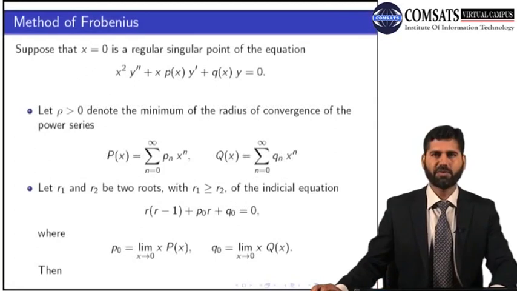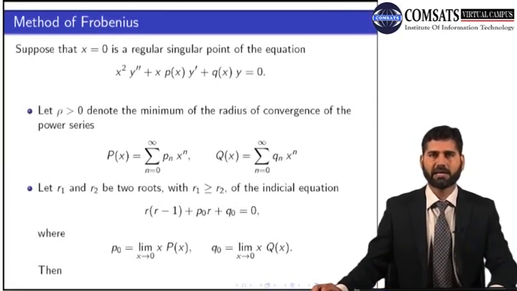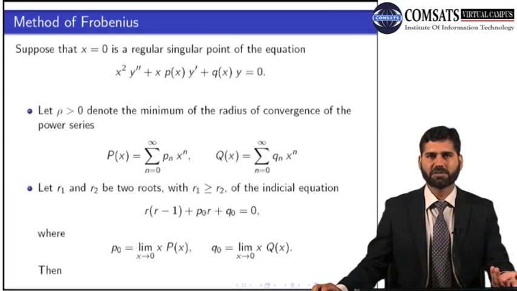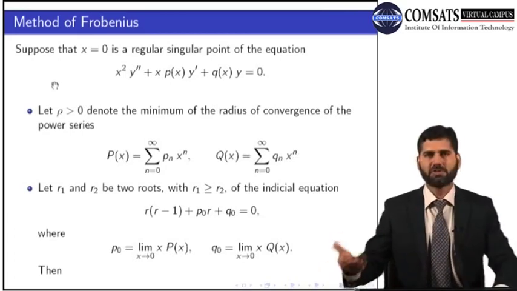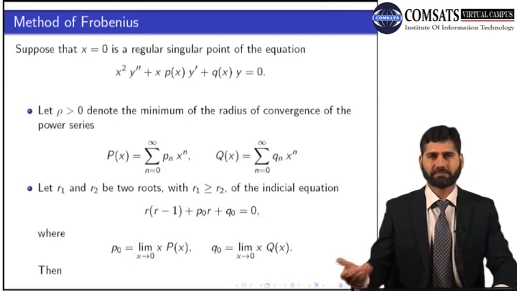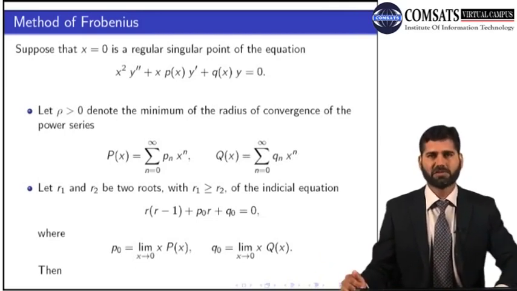So let's review the method of Frobenius once again, because it's a little more complicated than the solutions about an ordinary point. In solutions about ordinary points, we have a regular power series solution, and it's very easy. There is no trick at all. We just assume the solution of the form Σ c_n x^n, we substitute it in the equation and get the coefficients. Once we have the coefficients, we have the series solution.